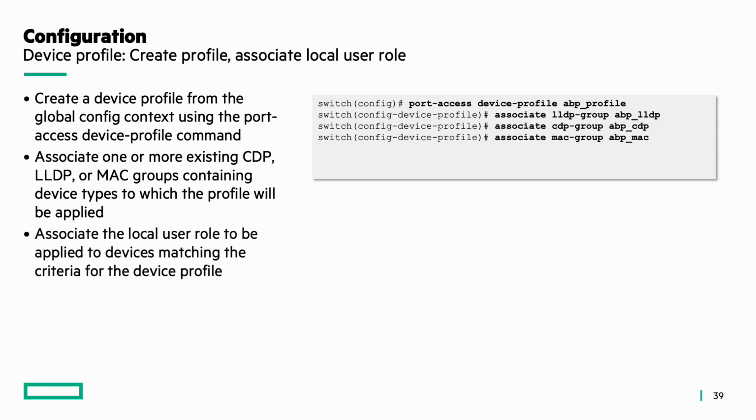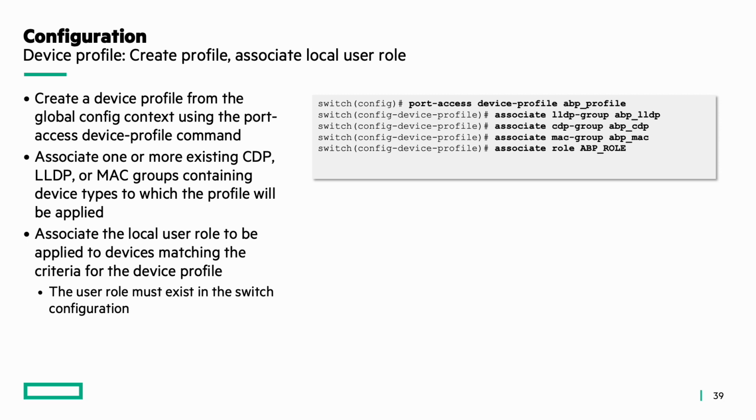Next, associate a local user role that will be applied to devices that match the criteria from these groups for the device profile. Note that the user role must already exist in the switch configuration. You can use the role created during the local user roles section of this presentation as an example, and remember that the role ID mapping is still required. Finally, enable the device profile.